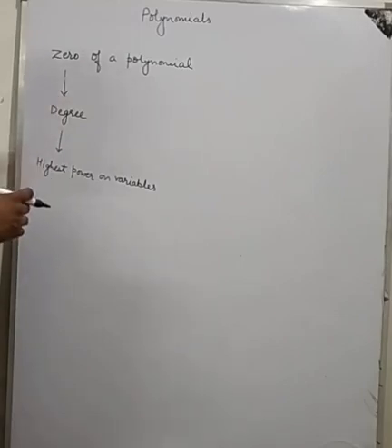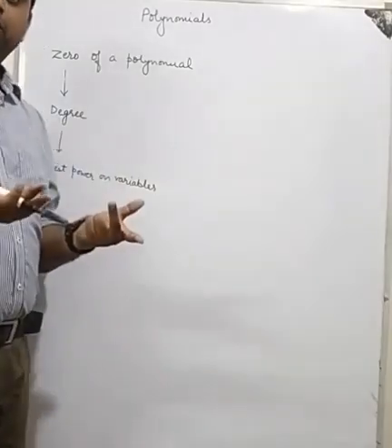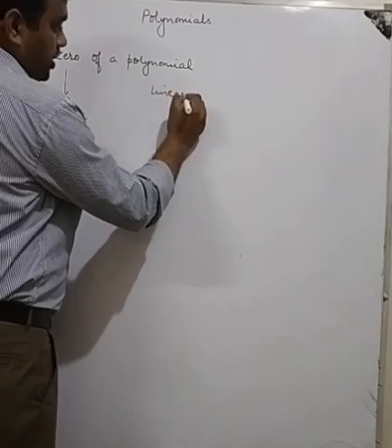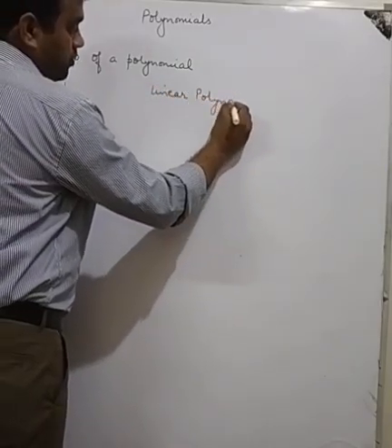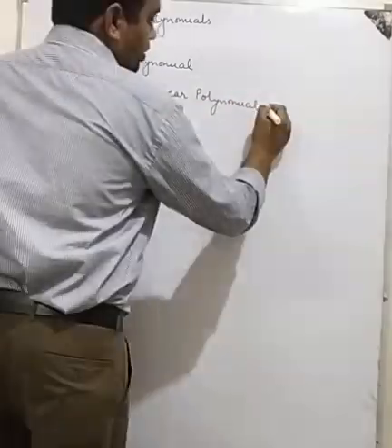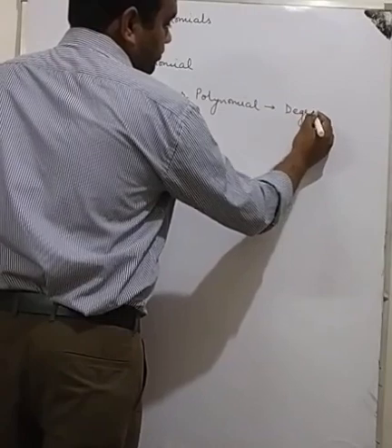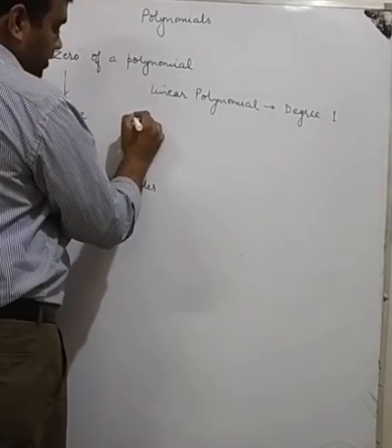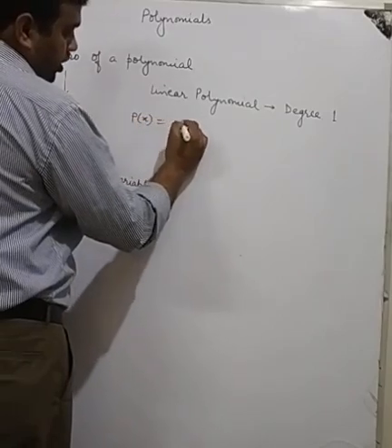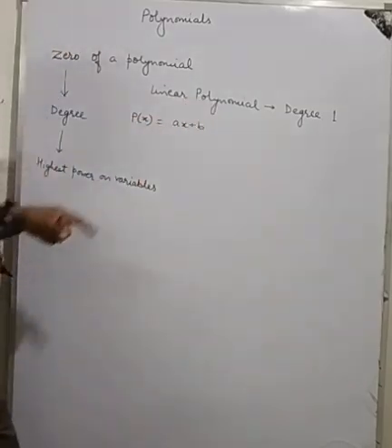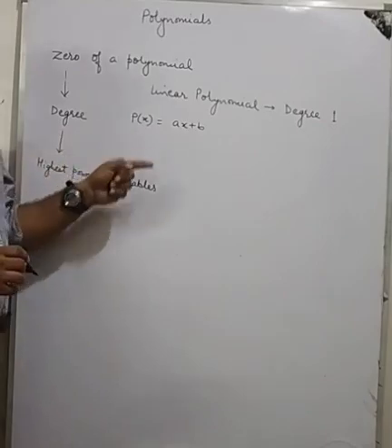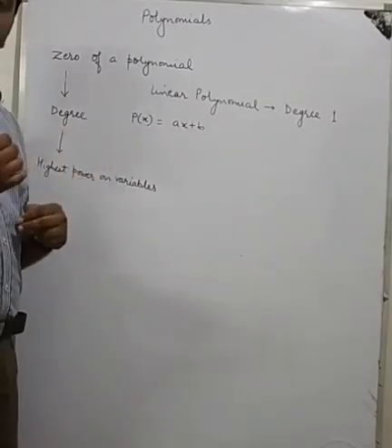of a polynomial. It means for a linear polynomial, the degree is 1. So the number of zeros is also 1. Let's take p(x) is equal to ax plus b. Here the highest power on the variable is 1. So the degree of this polynomial is 1 and the number of zeros is also 1.